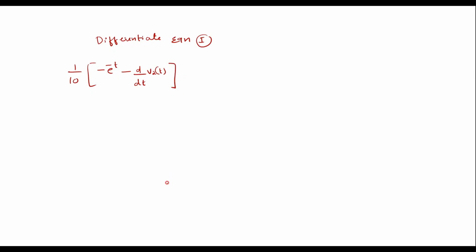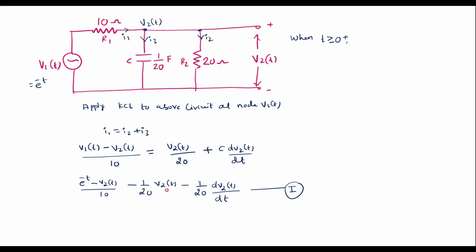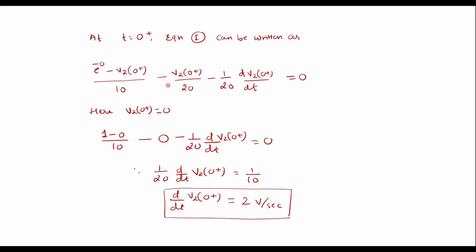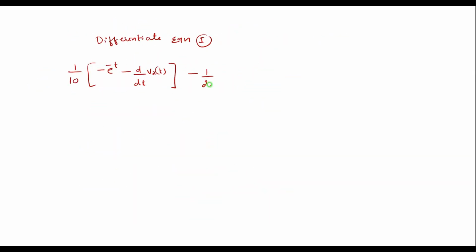Then we have 1 by 20 dV2 of t by dt, minus 1 over 20 dV2 of t by dt. Then we have 1 by 20 d square V2 of t by dt square is equal to 0. I will call it equation 2.